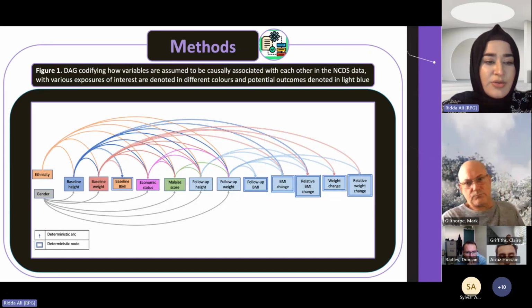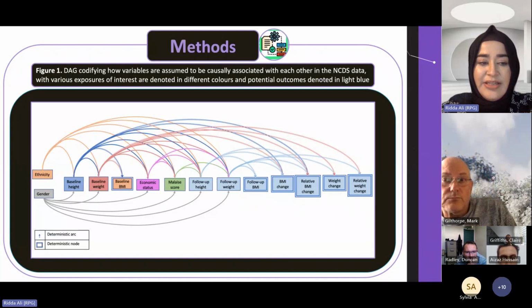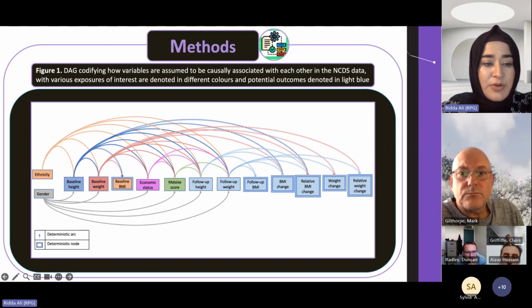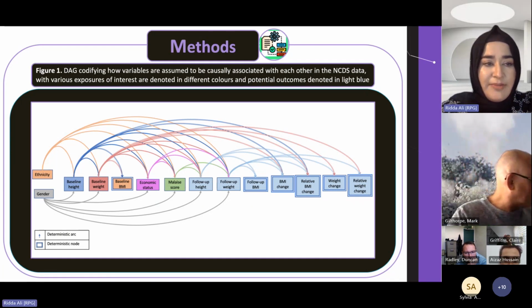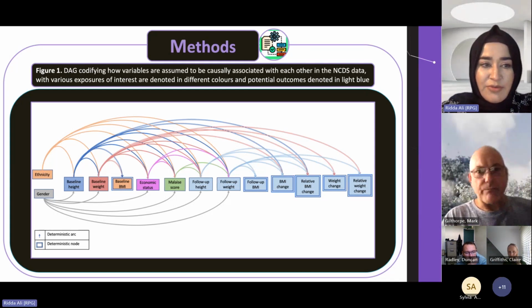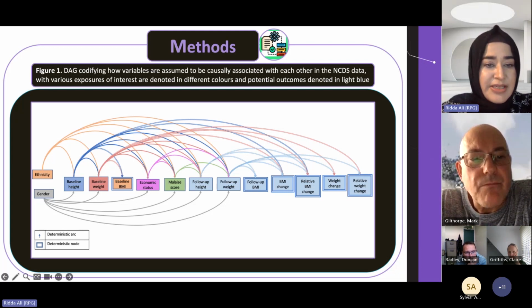So Figure 1 here shows the DAG codifying how the variables are assumed to be causally associated with each other in the NCDS data, with potential outcomes denoted in light blue, and all the exposures of interest denoted in different colors to clearly illustrate the arrows coming out of them. The order of the variables and the direction of the arrows are determined by the temporal order in which the variables stabilize. Ethnicity and gender stabilize at birth. Baseline height and baseline weight are used to calculate the baseline BMI, hence they precede this measure.